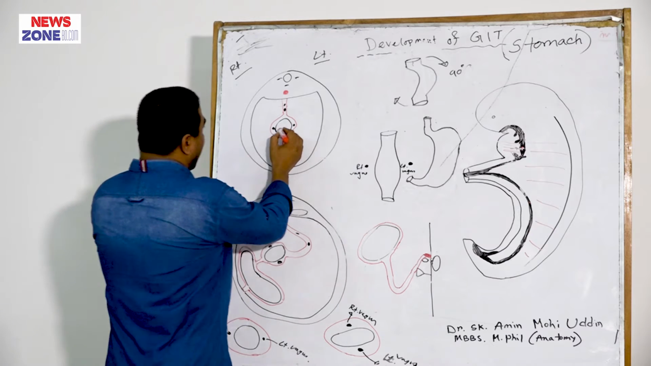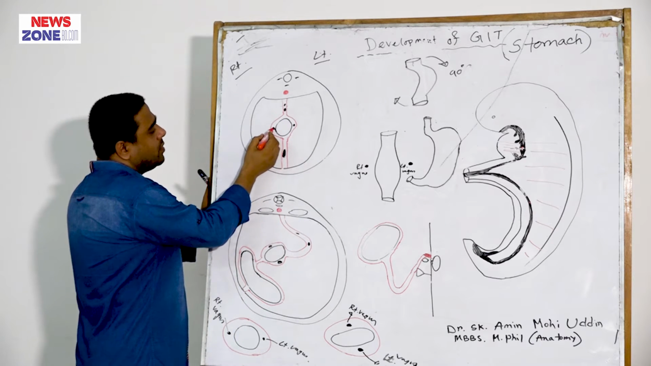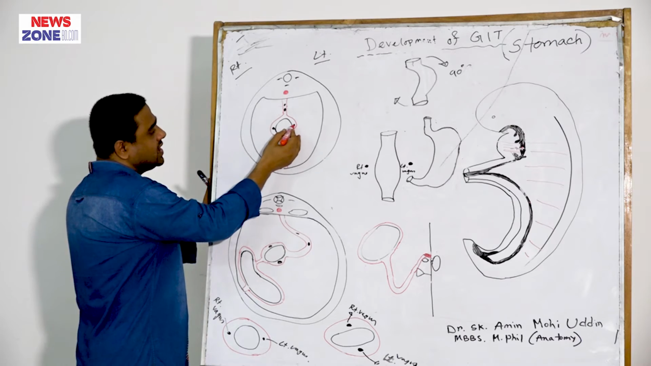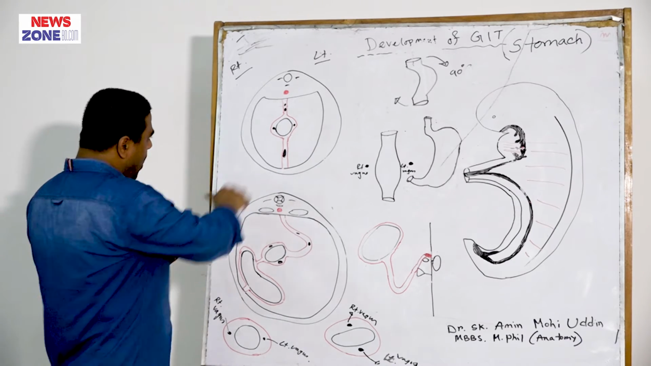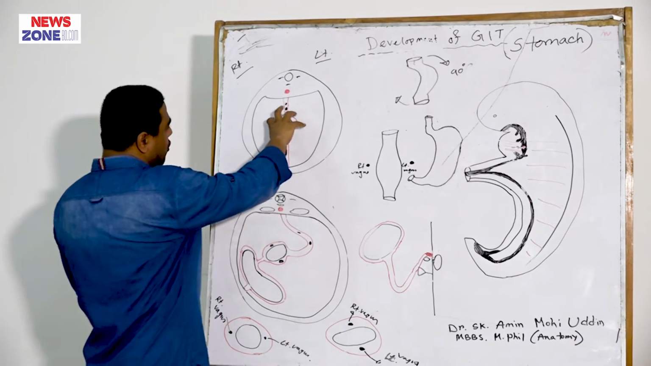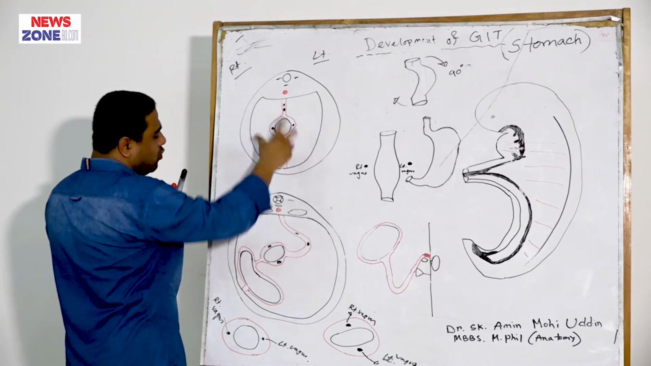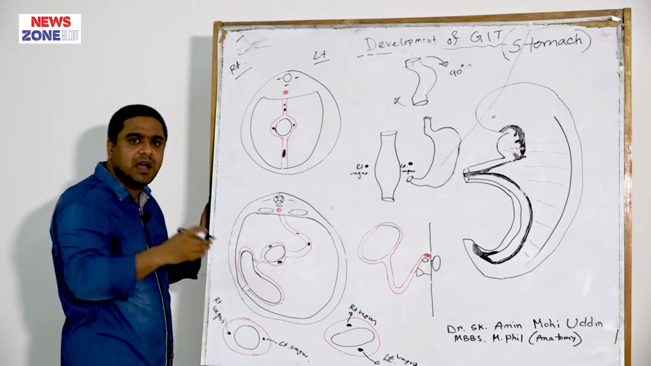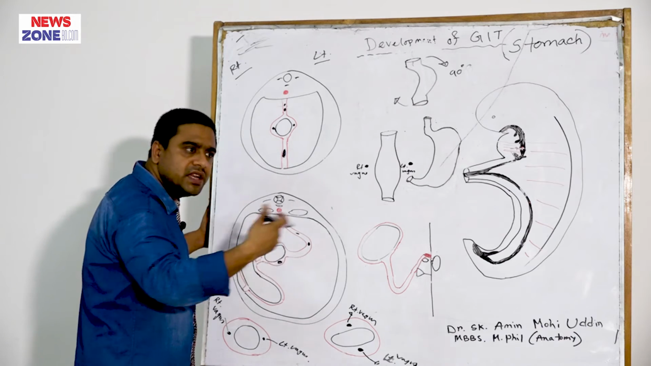Now, on either side of the stomach, at the very beginning, there are two vagus nerves. One is the right vagus and the other is the left vagus nerve. When the stomach rotates 90 degrees clockwise, like that, these vagus nerves also alter their position.